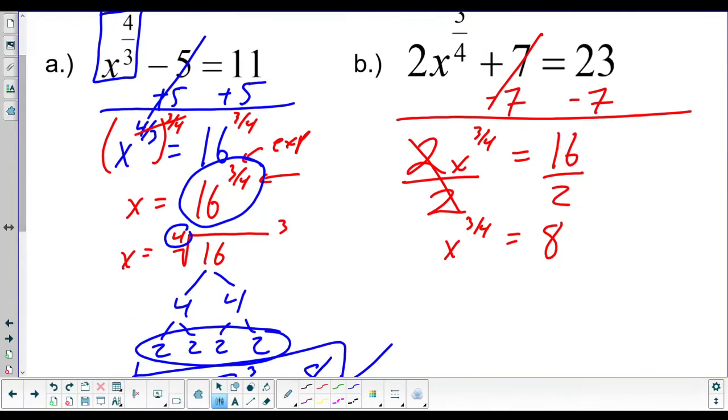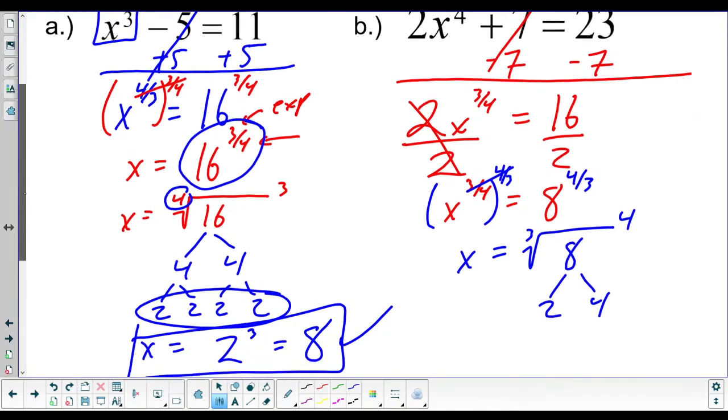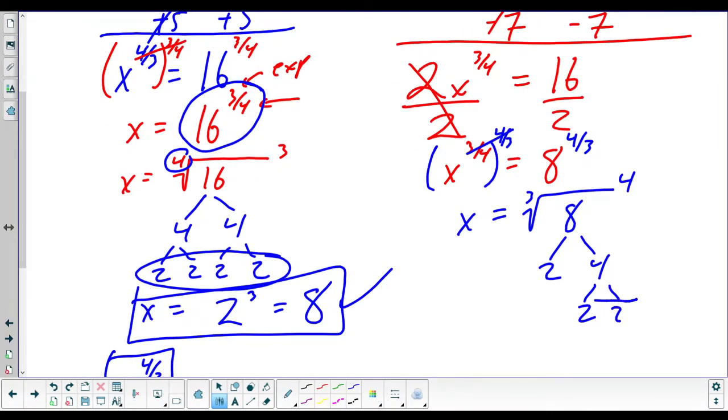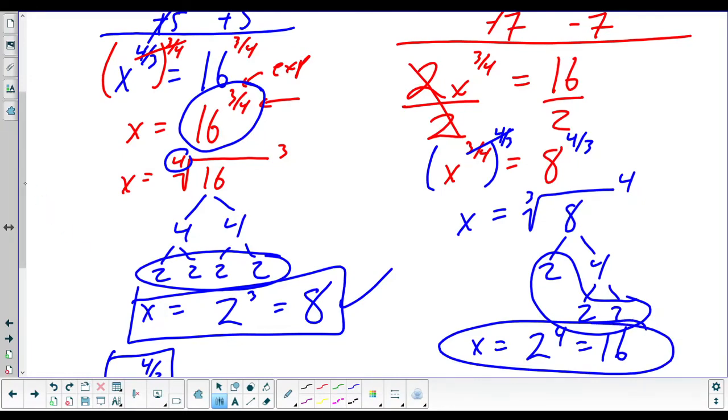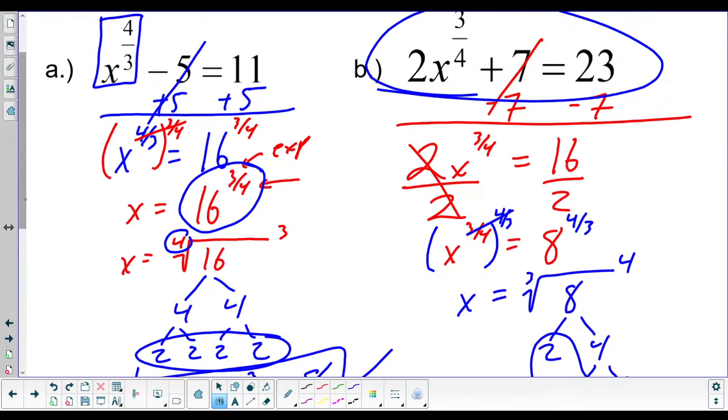And now we have to do a reciprocal exponent. So the reciprocal of 3/4 is 4/3. These cancel, and x equals, all right, let's rewrite this. Our root is a third root because the denominator is a 3. Put the 8 inside, put the 4 on the outside. The third root of 8 is 2, 2 times 2 times 2, a group of 3 numbers. x equals 2 to the 4th power, which is 16. So x equals 16. Now we have to plug it back in to this original problem.